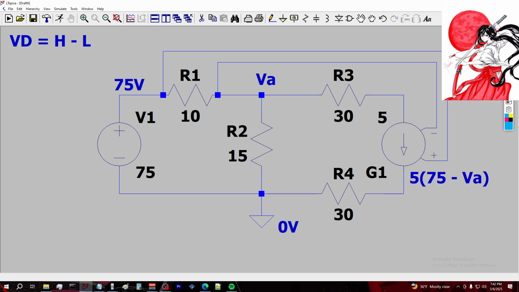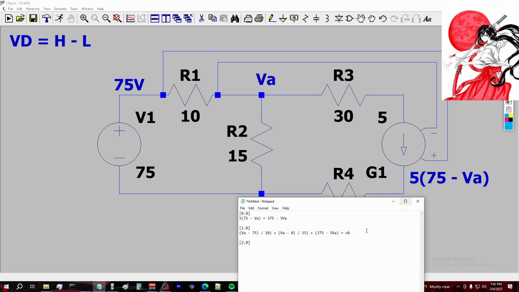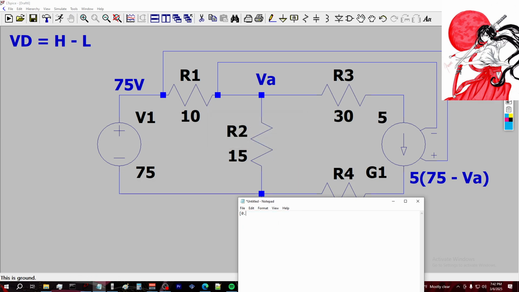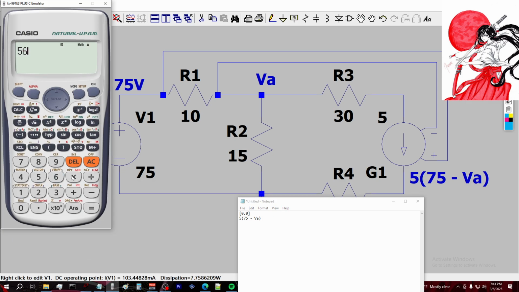So let's start solving. The first thing I want to do, just so we don't make any mishaps, is figure out what this equals, so that we don't confuse ourselves later down the line. So 5 times 75 is going to equal 375, and we're going to have negative 5 VA. So we figured that out.